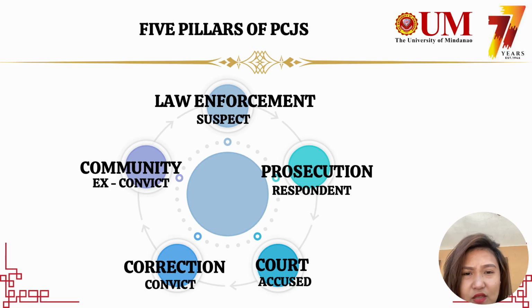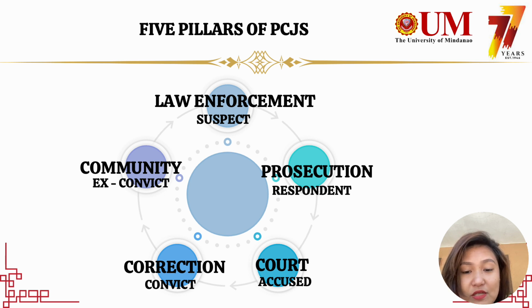Okay, so let's continue the previous lesson that we've had. So this is a continuation of that lesson. We already discussed the five pillars of the Philippine criminal justice system, and as a process, we should start with the law enforcement, wherein its main function is to arrest or detain the offender, and a person or offender that is under the law enforcement is called suspect.